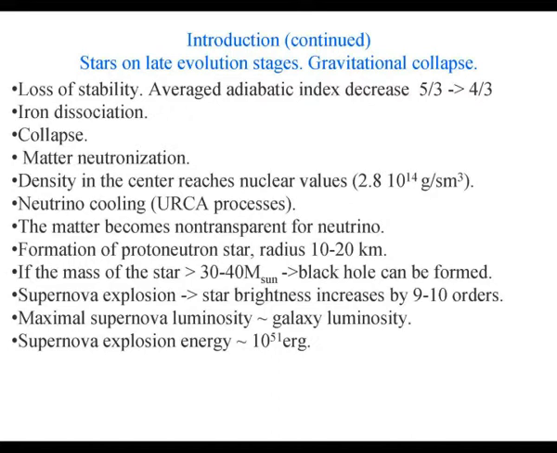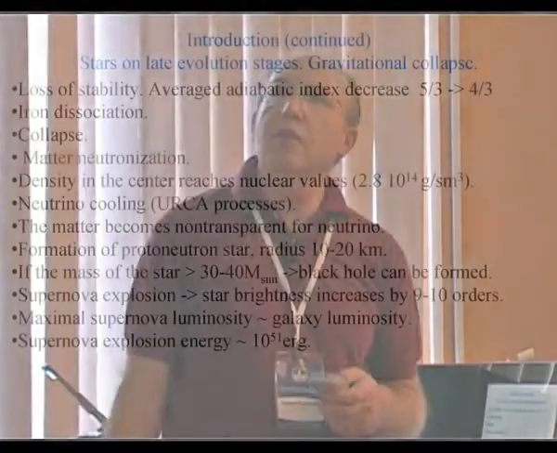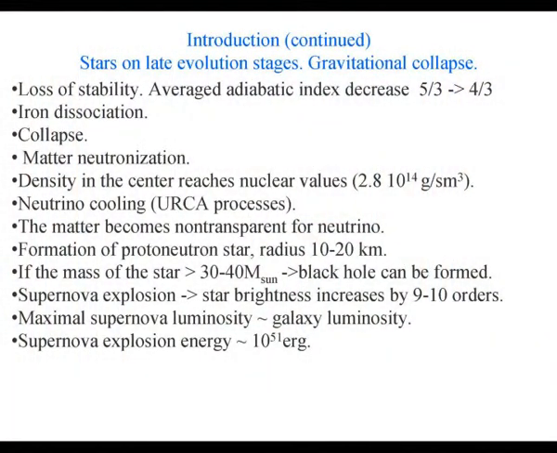I want to continue the introduction. What do we see at the final stages of stellar evolution? We have loss of stability, a decrease of the adiabatic index. I will briefly describe all the processes which take place for a core collapse supernova: iron dissociation, and collapse itself at high densities and high temperatures. We have matter neutronization, and in the central part of the collapsed iron core, the matter reaches nuclear values. In our simulations we found this value, but it can be a little bit higher or lower.